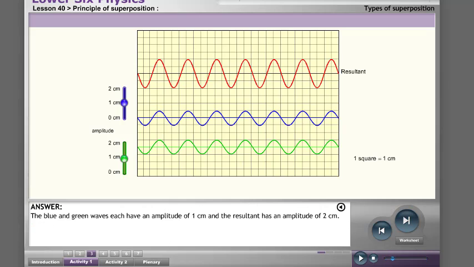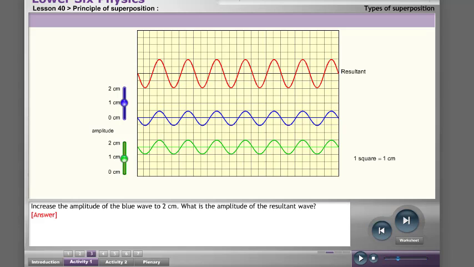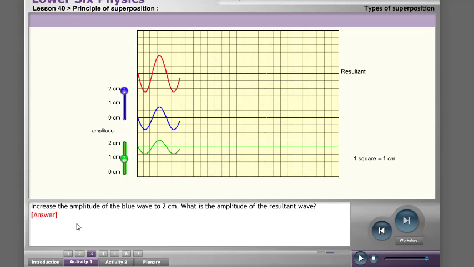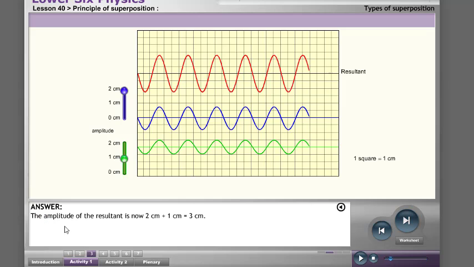Answer: the blue and green waves each have an amplitude of 1 centimeter and the resultant has an amplitude of 2 centimeters. Increase the amplitude of the blue wave to 2 centimeters. What is the amplitude of the resultant wave? Answer: the amplitude of the resultant is now 2 centimeters plus 1 centimeter, which equals 3 centimeters.